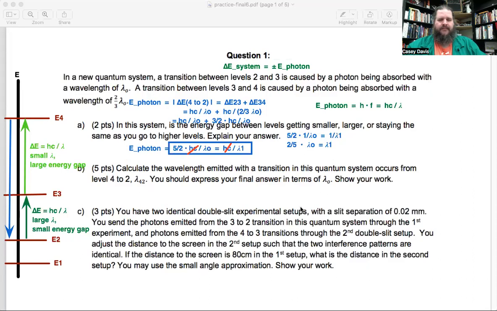For B, can I assume that the one that you call lambda 1 is lambda 4 2, that they call in question B? Yeah, I guess that is the notation they're using. Lambda 4 2. I didn't see that, so I was just making up a new variable for it. But yeah, the wavelength we're talking about for the emitted photon as the system drops from energy level 4 down to energy level 2 turns out to be 2/5 of the wavelength that would take us from energy level 2 to energy level 3. Any other questions on that?